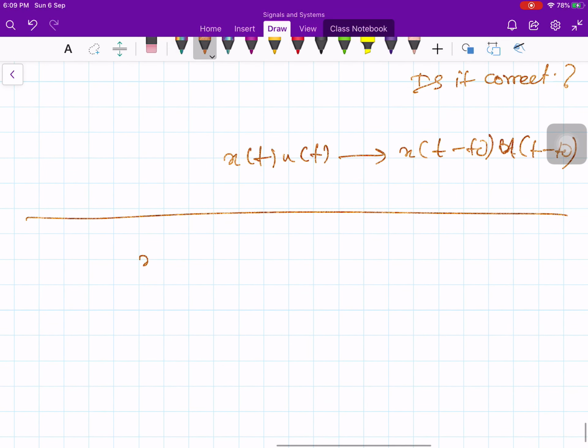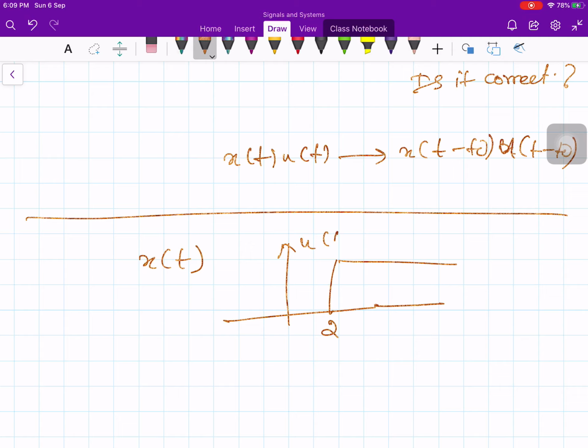Okay, so the x of t is like this. Now what is the Laplace transform of this? Let me say this point is 2. This is u of t minus 2. So the Laplace transform is e to the minus 2s divided by s.